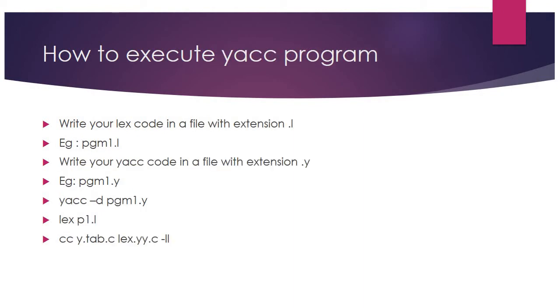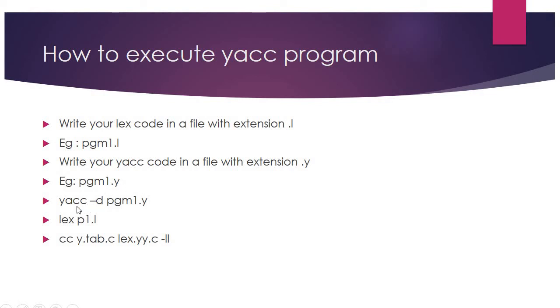So now let us see how to execute a Yacc program. Write your Lex code in a file with the extension .l. So you have to put your Lex program in a file having the .l extension. For example, consider that you have stored your program in the Lex program file program1.l. Now write the Yacc code in a file. You have to save it with the extension .y. For example, consider that you have saved your program in program1.y.